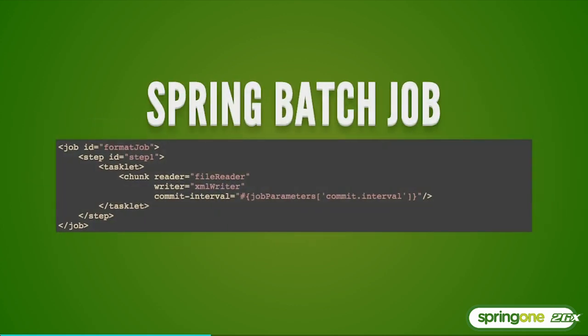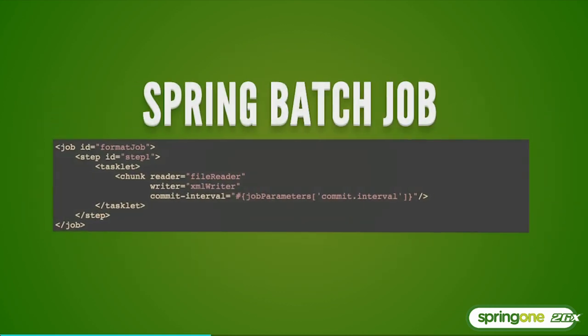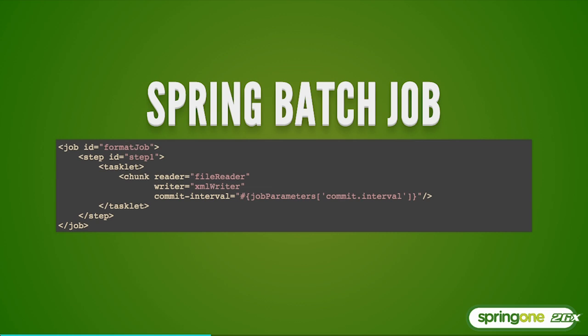So if we look at a Spring Batch job, let's assume that this job has 3 parameters. It requires the commit interval, which we can see here in our job definition. But let's assume also, since we have a file reader and an XML writer, that we also need 2 references to file definitions, right? Here, the references to the file definitions are elsewhere, wherever I define the reader and writer.